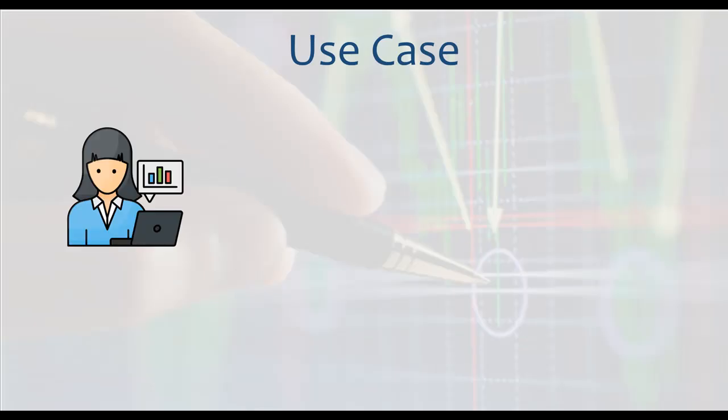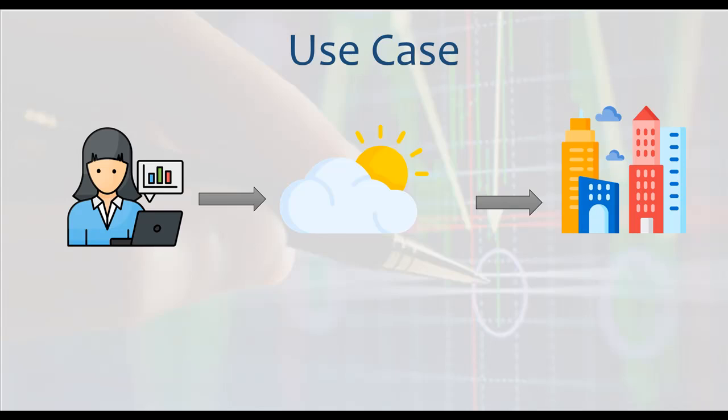Meet Samantha, a data analyst. She is working for a weather monitoring company. The company provides weather data to various clients and one of her tasks is to retrieve temperature information from a weather API, convert it from Kelvin to degree Celsius and store it in a text file for further analysis and reporting. Samantha found a reliable weather API service that provides current temperature data for a specific city.